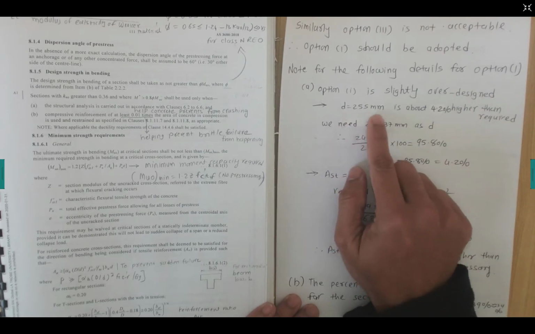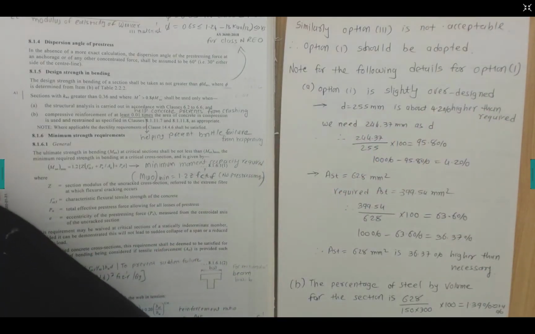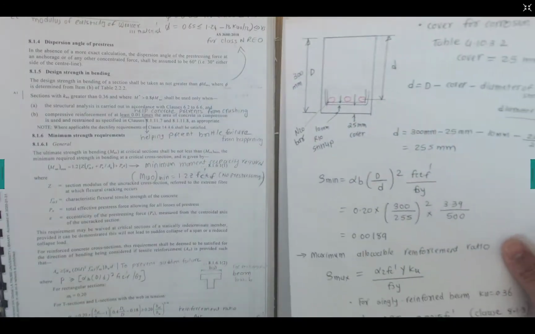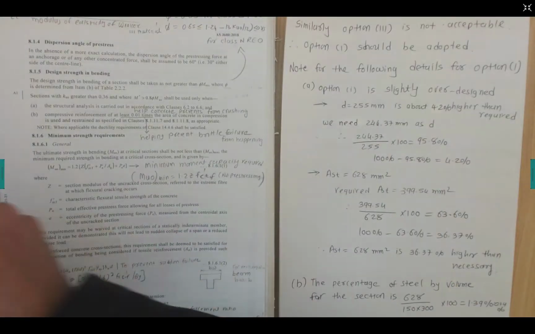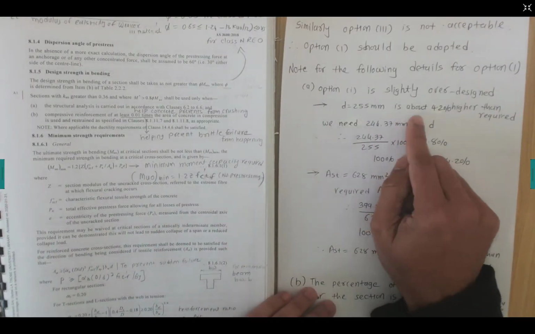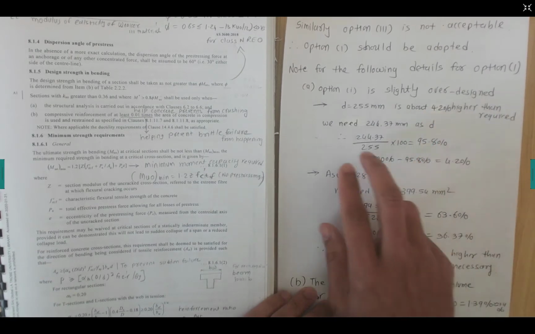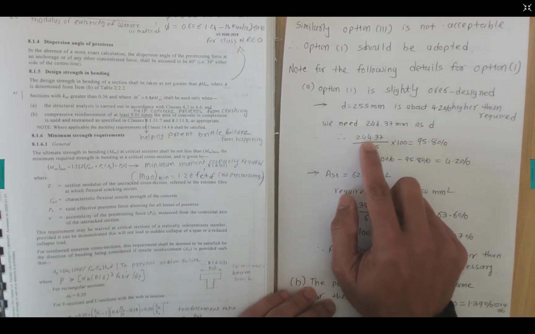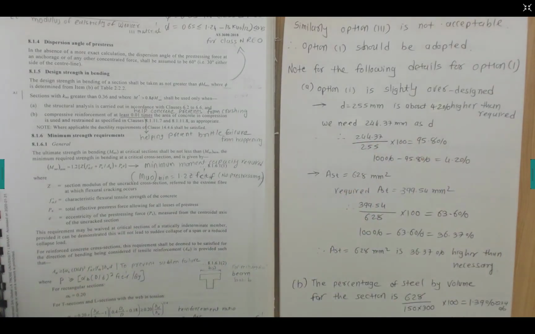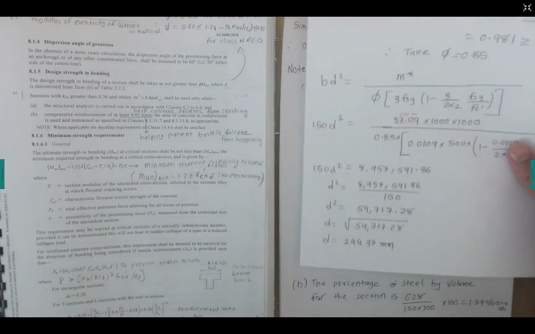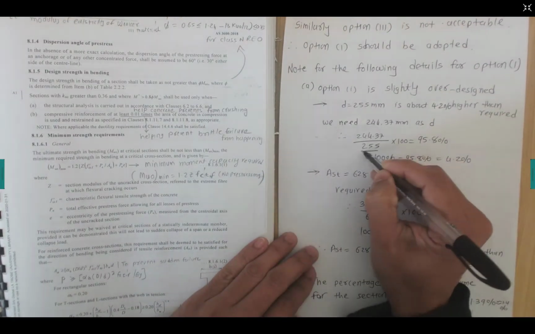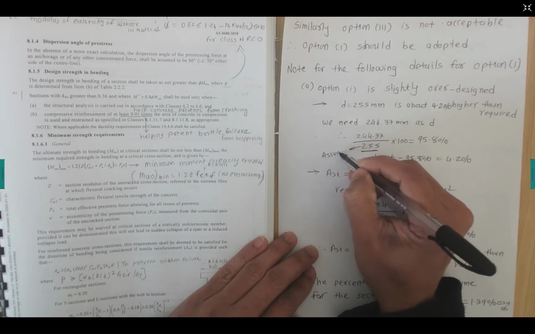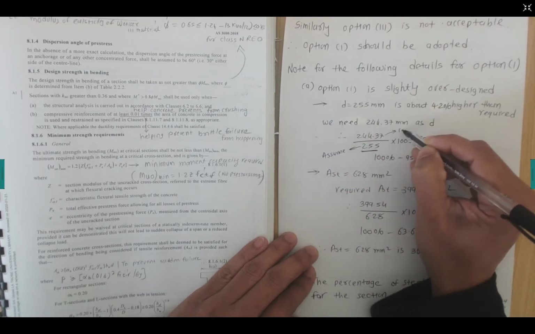So d was 255 millimeters. If you go back to the calculation of d, based on our assumptions, we found small d was 255 millimeters, right? So this 255 millimeters has some capacity higher. How? We know that our required depth is 244.37. We calculated this one was 244.37, so that is the minimum that we needed. That was the assumed one, and based on the requirement we got this required one.